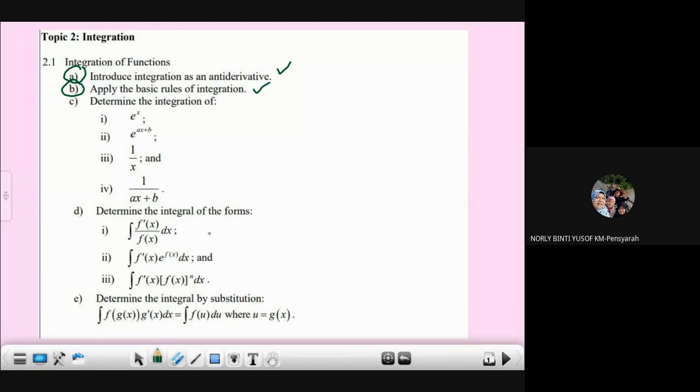Kita akan tengok for D, part D. Ni sebenarnya nama dia adalah integration using formula. Dia punya subtopic for D lah. So and then E, determine the integral by substitution. So untuk AM, kita akan belajar substitution integration. Maksudnya kita akan let u lah kan. Macam dalam differentiation, kita let u tu untuk chain rule. So dalam integration, kita ada juga integration by substitution. So sampai situ je. By parts, integration trigo, you tak ada. Itu SM. Okay, so kita tengok.